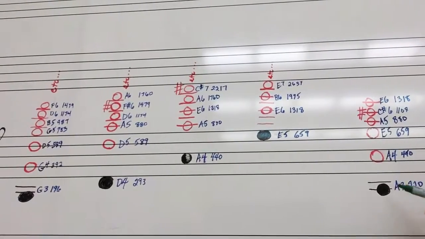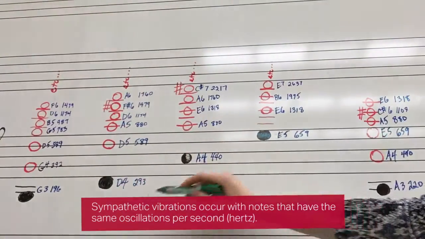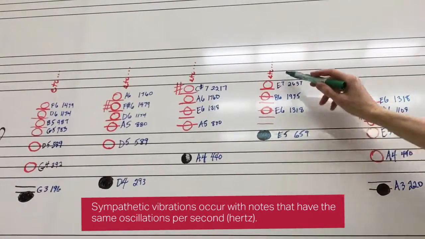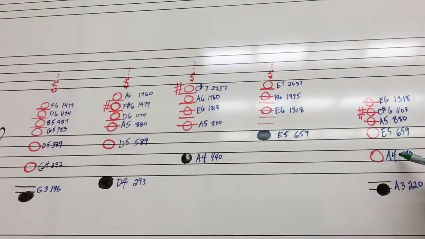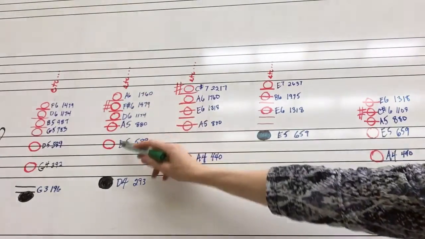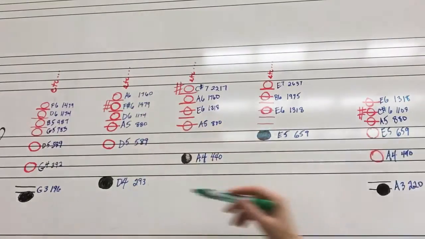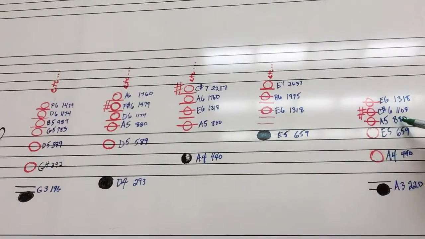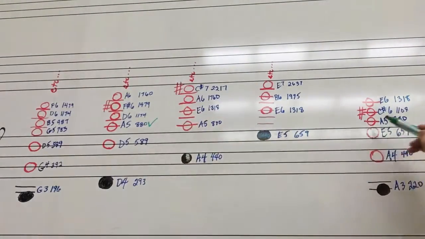So let's take this A, first finger on the G string, A3 family, and let's see if any of the kids in this family are playing with any of the kids in the D string family or the A string family or the E string family. Okay, so let's look here. We have an A4, 440, no A4 here. How about an E5? Nope, no E5. How about an A5 that oscillates at 880 per second? Here's an A5. Let's put a check mark on those.